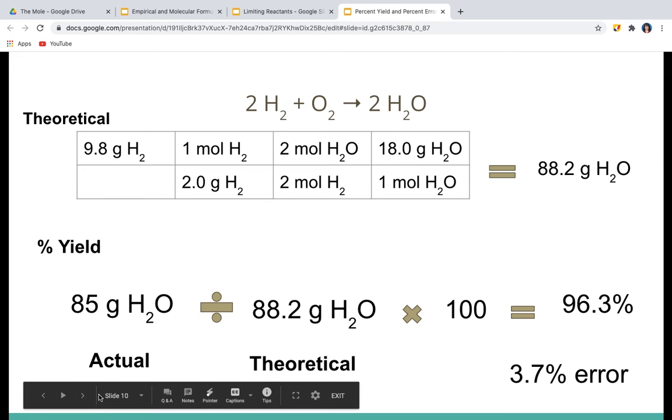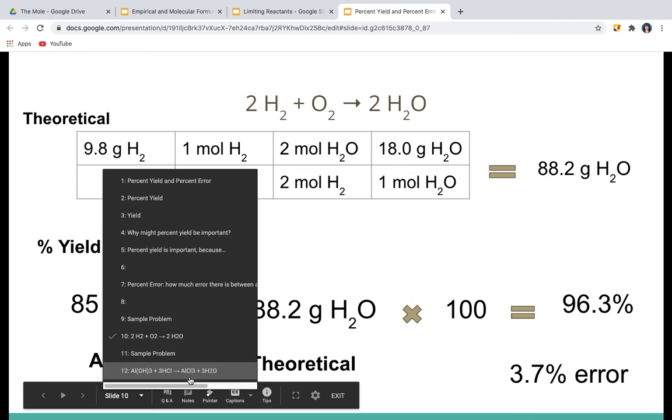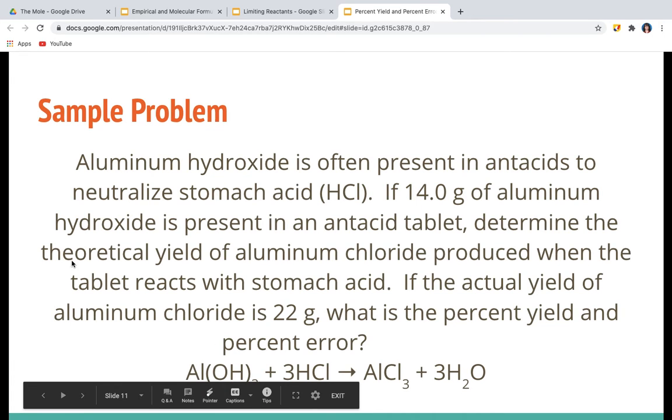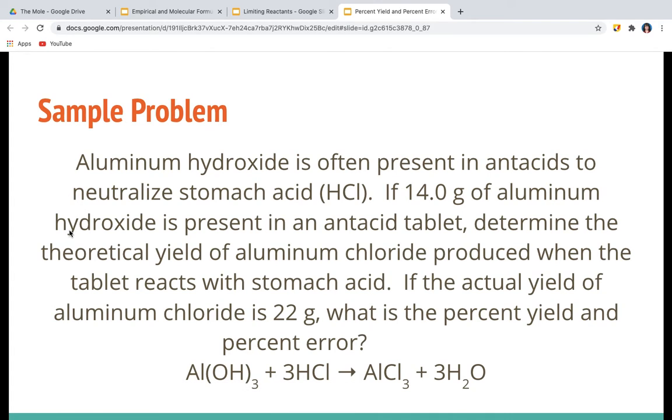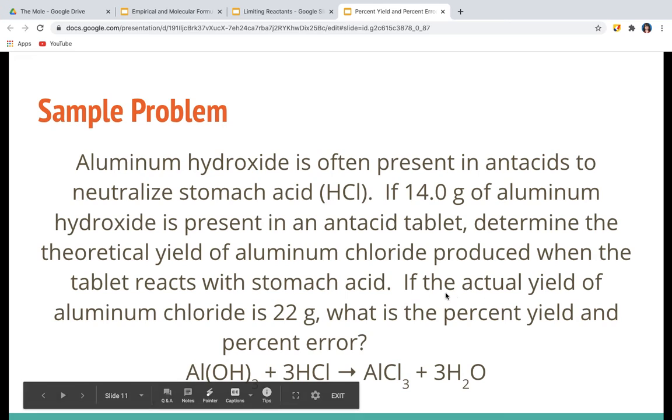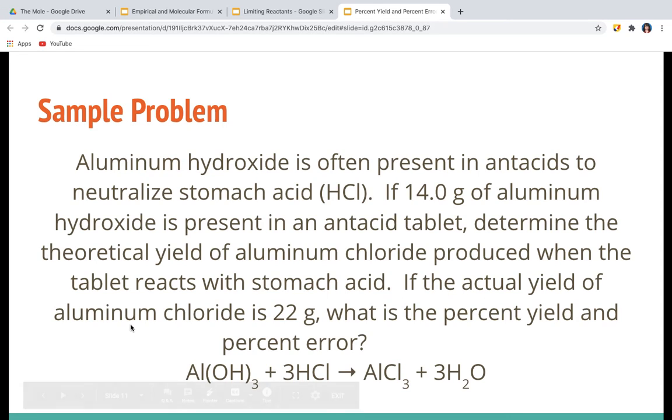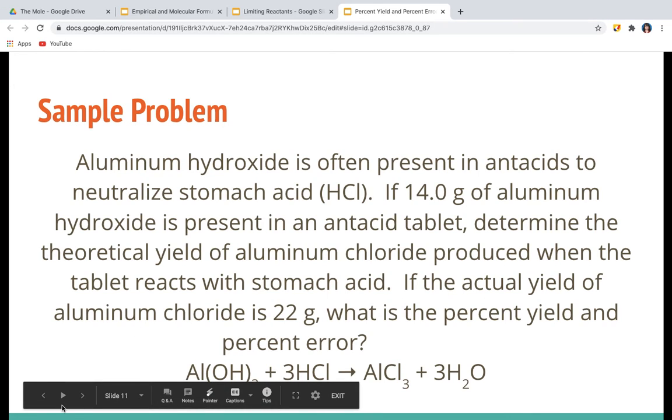Okay, let us do another one. I only have one more left. Aluminum hydroxide is often present in antacids to neutralize stomach acid, which is hydrochloric acid. So if 14 grams of aluminum hydroxide is present in an antacid tablet, determine the theoretical yield of aluminum chloride produced when it reacts with stomach acid. If the actual yield is 22 grams, what's percent yield and percent error? They told you the actual yield is 22, so we don't have to split that up.